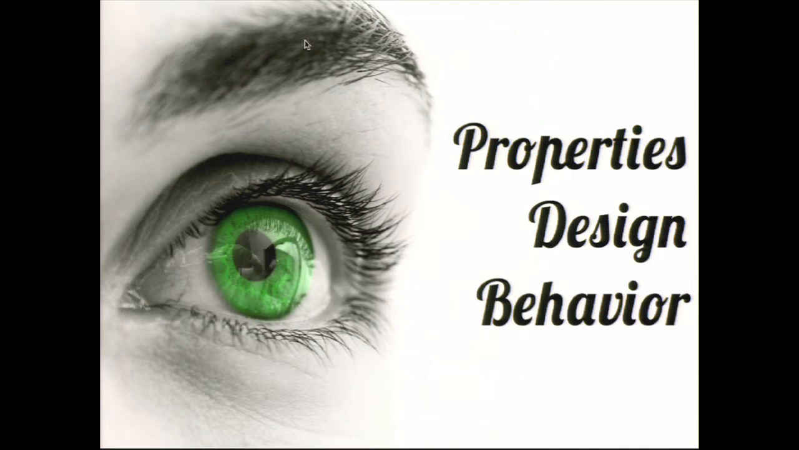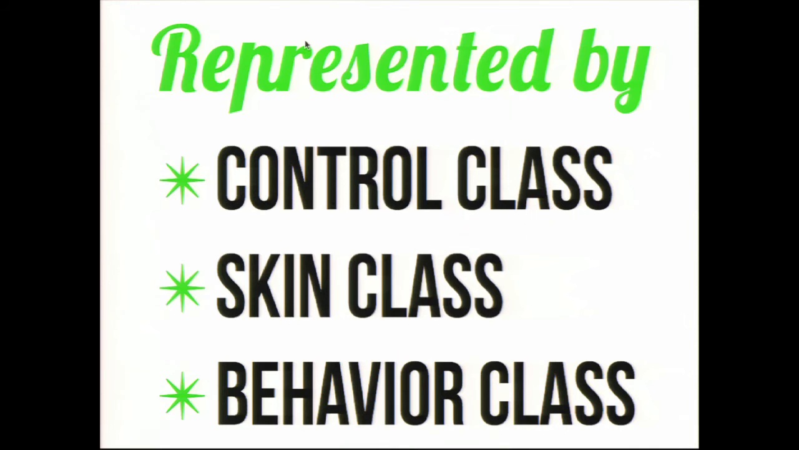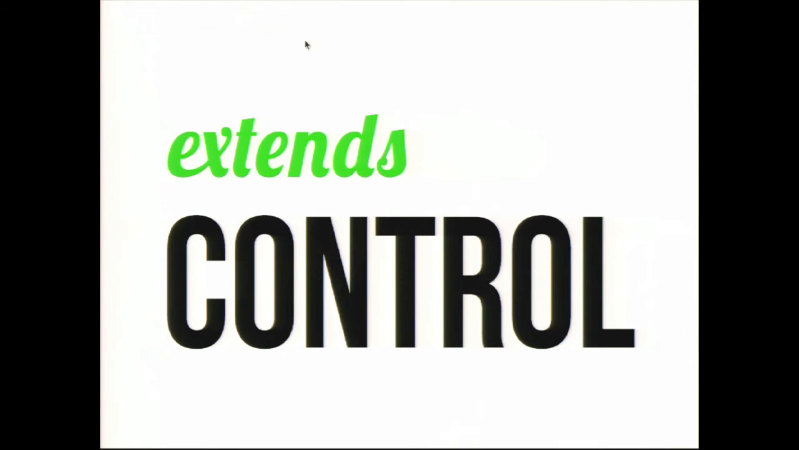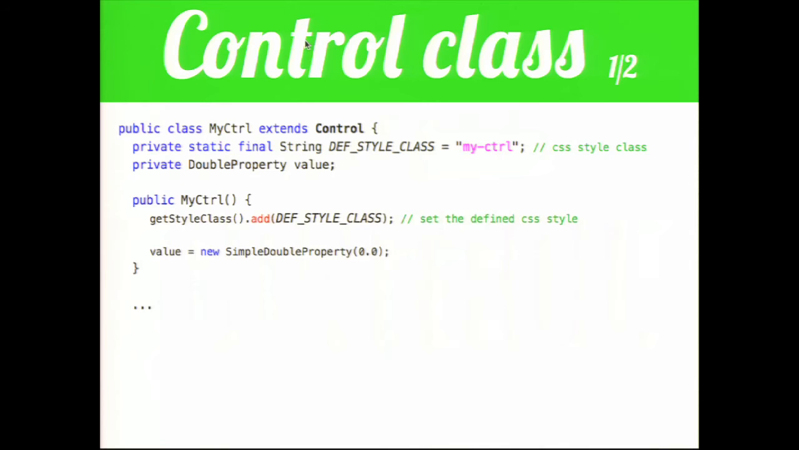So that means we have different possibilities to define a custom control, but in the end it comes down to properties, design, and behavior. That separates a custom control from a standard control. And this stuff is represented by the control class, skin, and behavior class in a JavaFX control. So if we take a look at the control itself, it extends control, which you would find in the API. And this is how it looks if you create my control, for example.